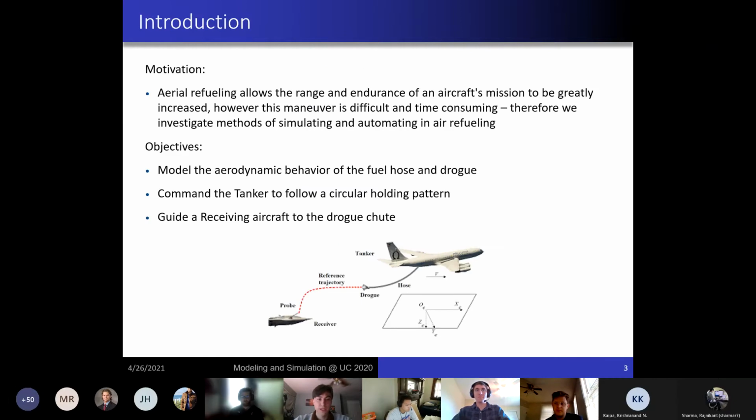So aerial refueling allows for the range and endurance of an aircraft's mission to be greatly increased. This maneuver is difficult and time-consuming, so our motivation for this project was to investigate methods of simulating and automating the air refueling. Our objectives were to model the aerodynamic behavior of the fuel hose and drogue, command the tanker to follow a circular holding pattern, and guide a receiving aircraft to the drogue chute.